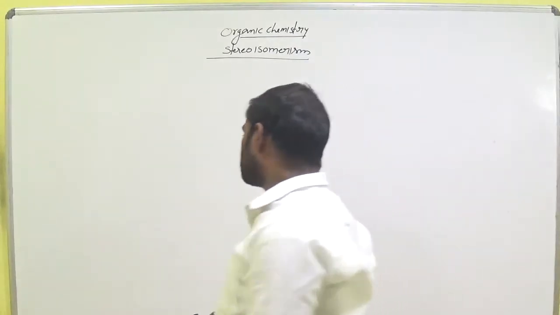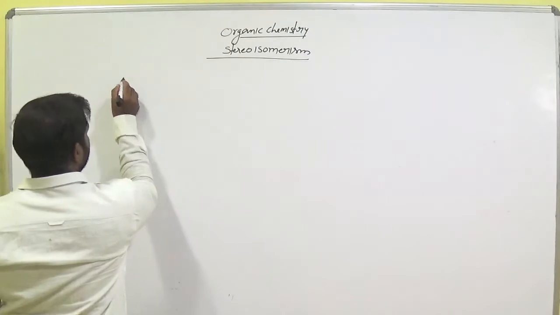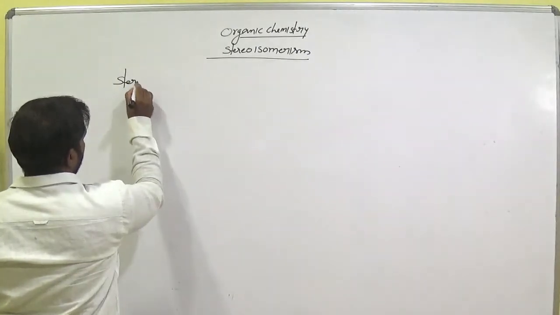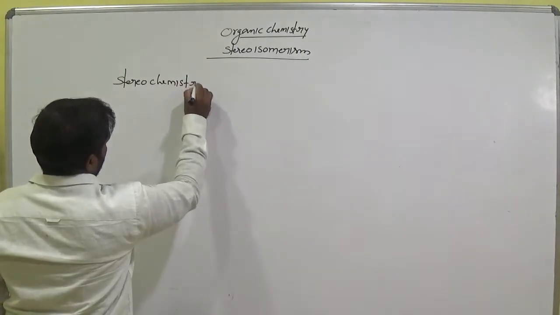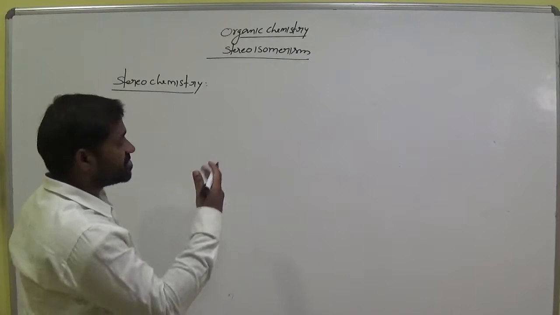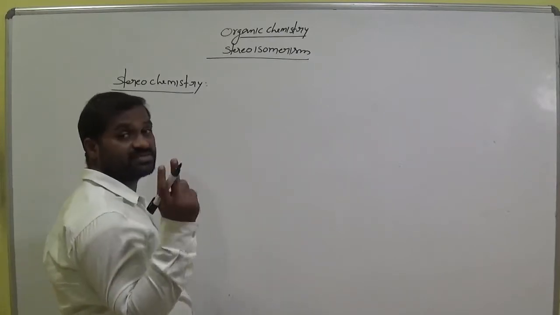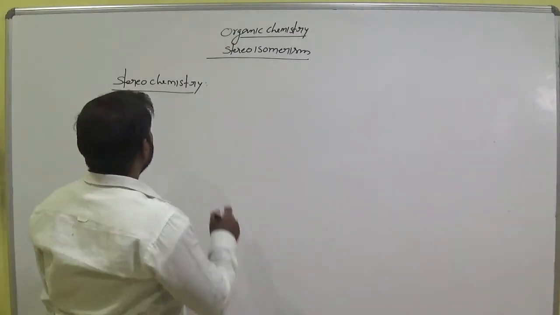Now what is stereochemistry? Let us write the definition. What is stereochemistry? Then we go for stereoisomerism. Isomerism means two or more molecules having the same molecular formula. Keep it in our mind.